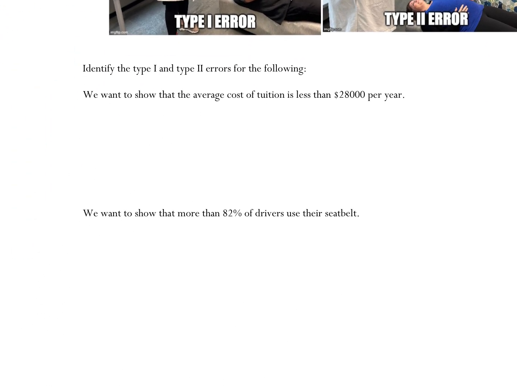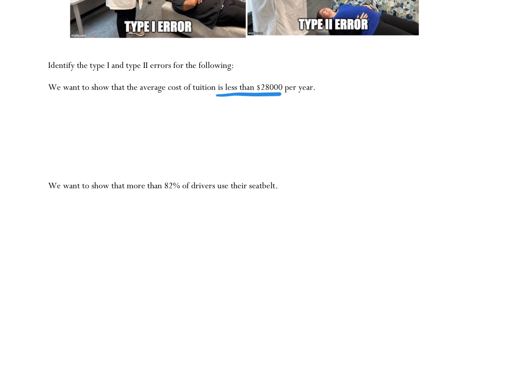So one of the things I'm going to ask you guys to do is, given a scenario, describe a type 1 and a type 2 error, okay? We want to show that the average cost of tuition at a university is less than $28,000. So the first thing I would do if I were you guys is write hypotheses.